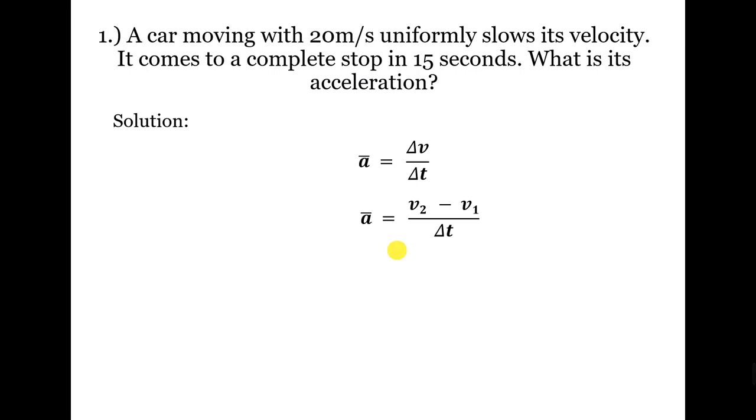The value of final velocity is equal to 0 because the car slows down and stops after 15 seconds from its initial velocity of 20 meters per second. Now the value for the change in time is equal to 15 seconds. Then substitute all values to the formula and it will give us a result of negative 1.33 meters per second squared. The negative sign shows the direction of the acceleration vector, which is toward the negative x direction.